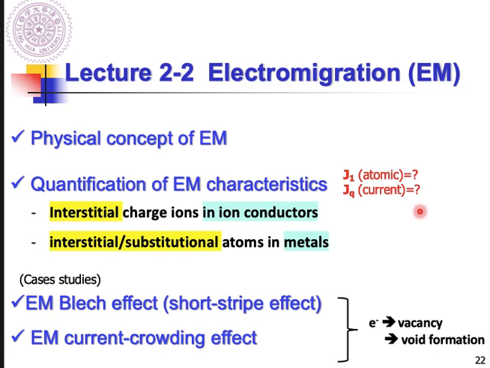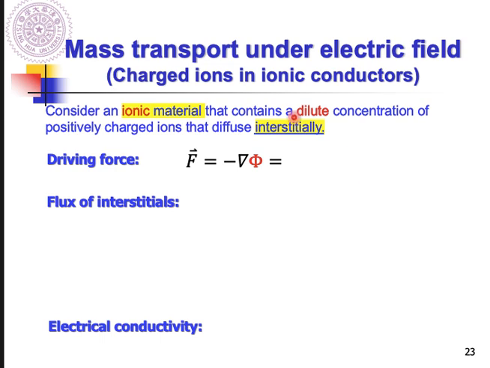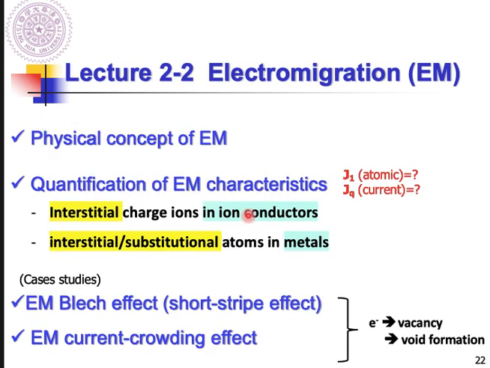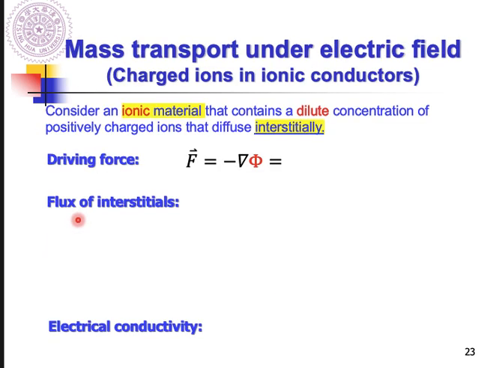When you have two driving forces, including the electrical field and the chemical potential gradient, it is a possible driving force, right? Okay, so let's move to the first one. We talk about the ionic materials. So now we have a charged ion at the interstitial site in the ionic materials.